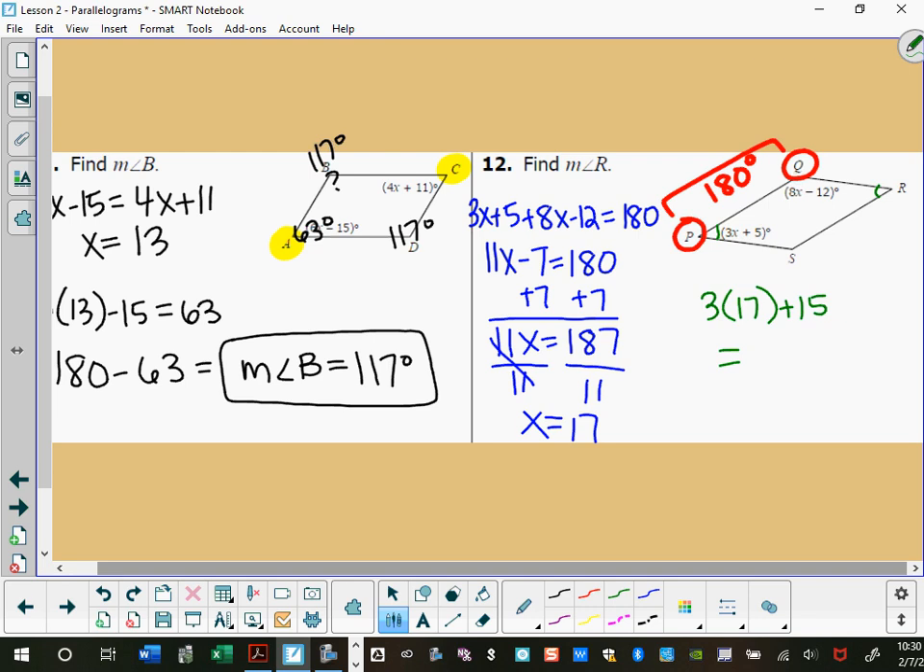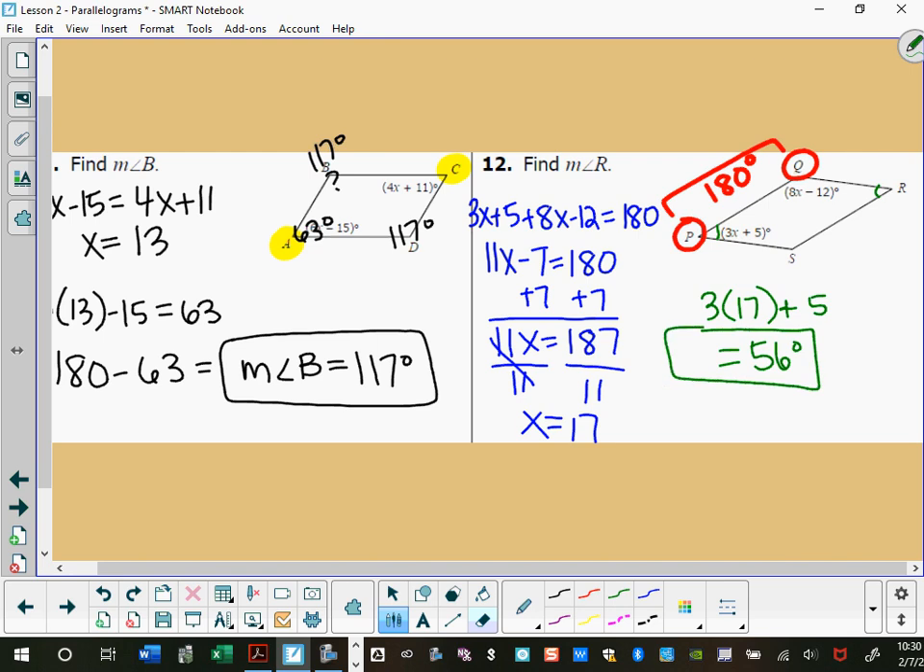Was 3 times 17 plus 15. Oh wait, plus 5. What did you get? 56. So that means angle R is 56 degrees. We typed it in for P, but we know that's also true for opposite angles. So the measure of angle R is 56 degrees.